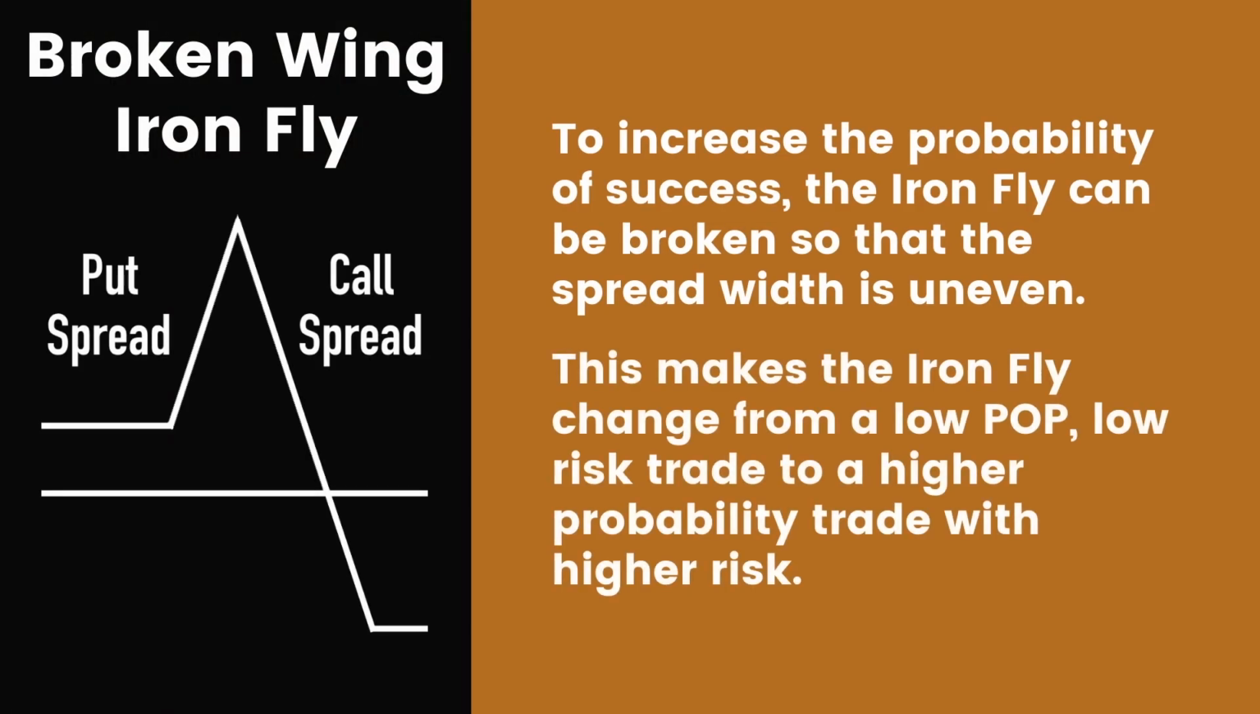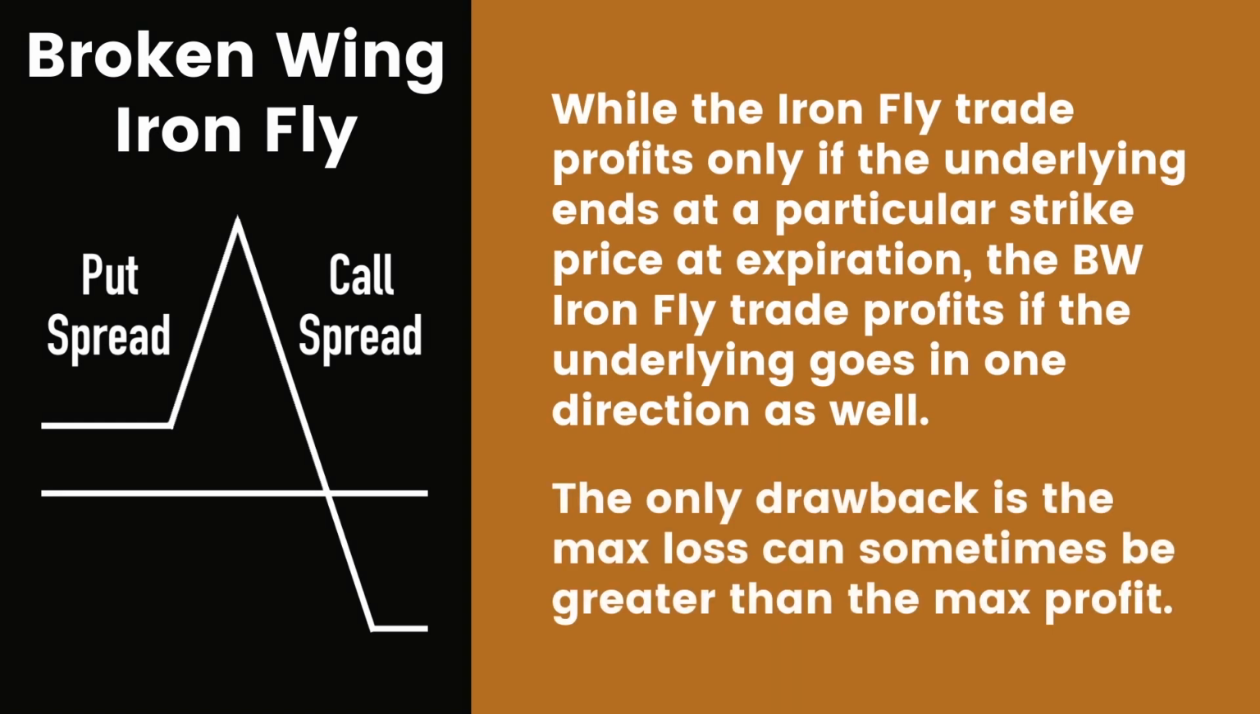To increase the probability of success, the iron butterfly can be broken so that the spread width is uneven. This makes the iron butterfly change from a low probability of profit, low risk trade to a high probability trade with higher risk.